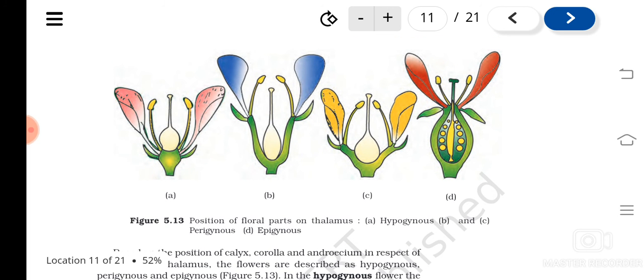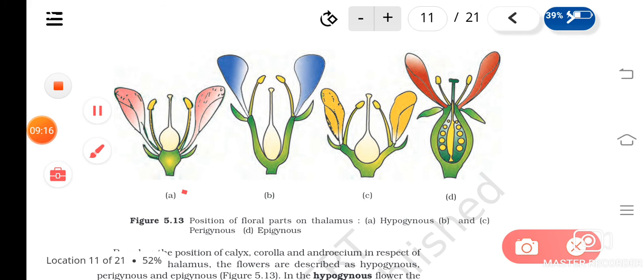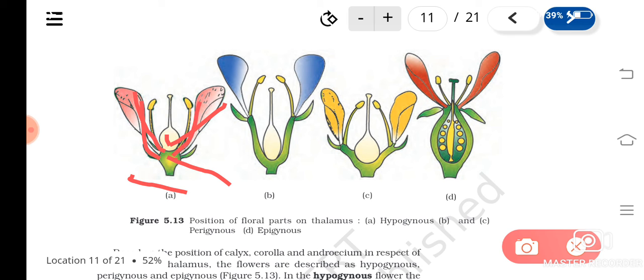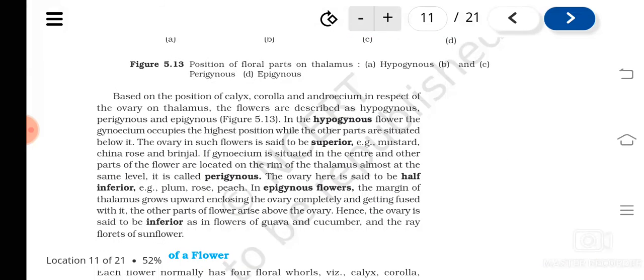The gynoecium occupies the highest position and the other parts form from the lower part. For example, see here, this is a hypogynous flower. So the ovary is here, this part is the ovary, and all other parts arise from a level lower than this. You can see this is the thalamus, and on the thalamus the ovary is arranged on the top and the other parts form from the lower part of the ovary. That kind of flower is known as hypogynous flower, or, to say, flowers having a superior ovary.